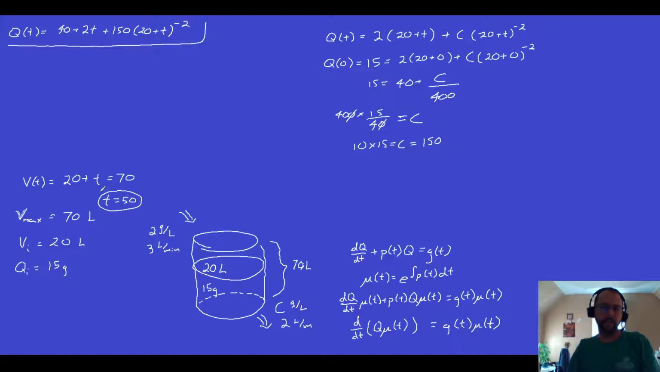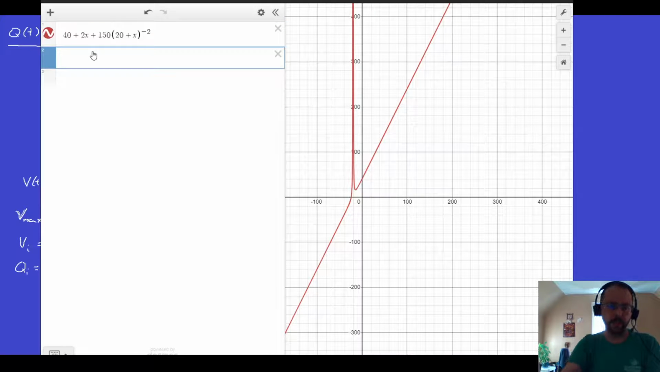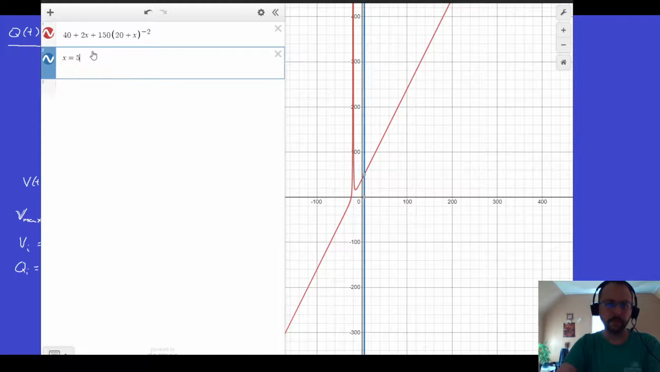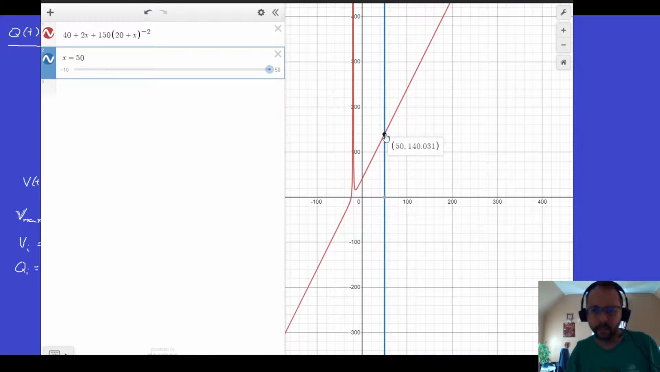So this is the time that we're concerned with. And obviously you can plug that into the equation above, or we can solve that graphically here by graphing x equals 50. And we can see that our solution is 140 grams of sugar is the amount of sugar that will be in the tank when it fills, given the constraints that we were given.